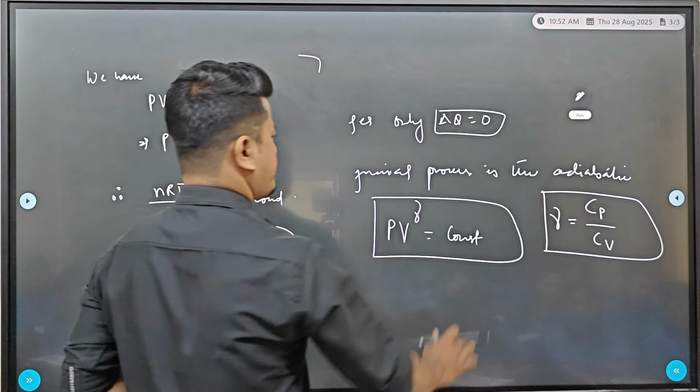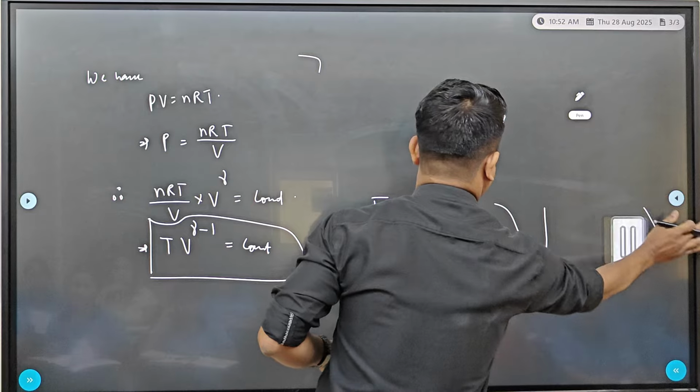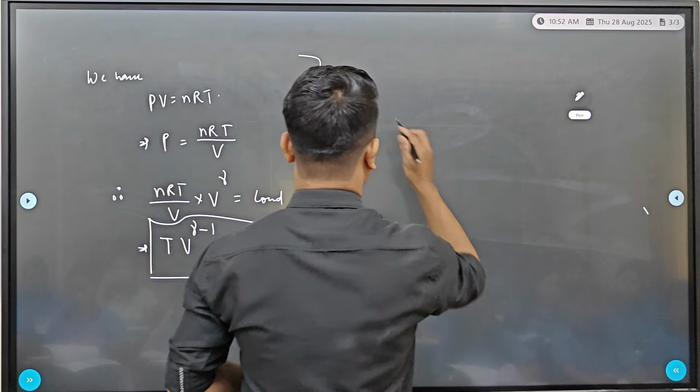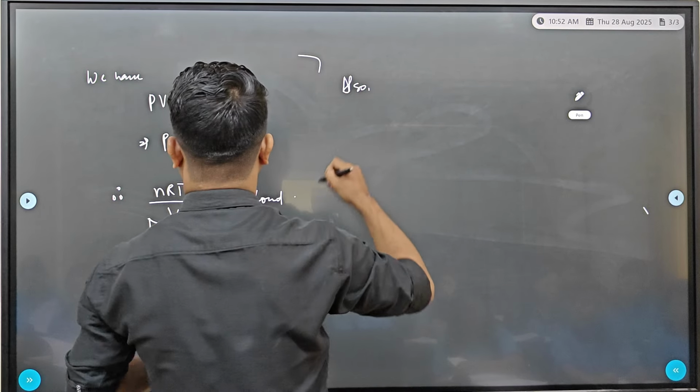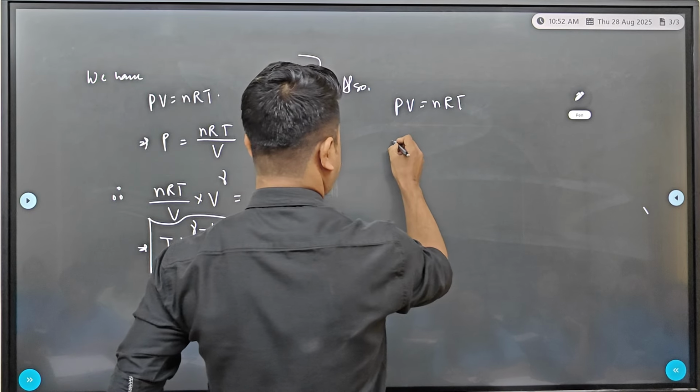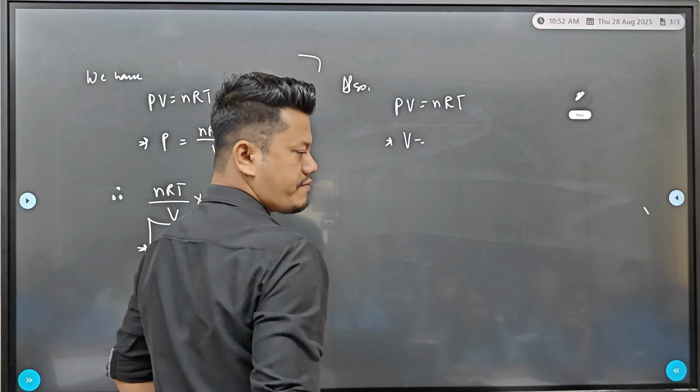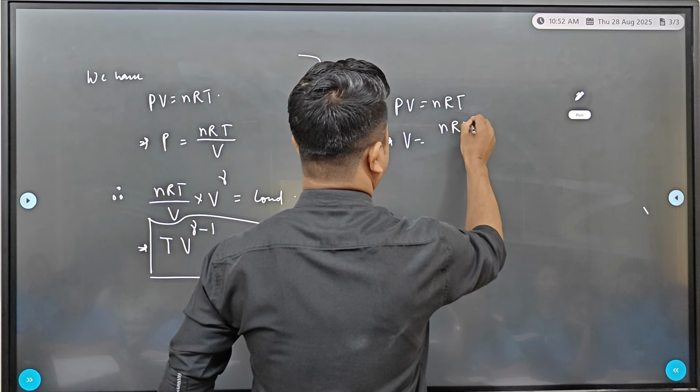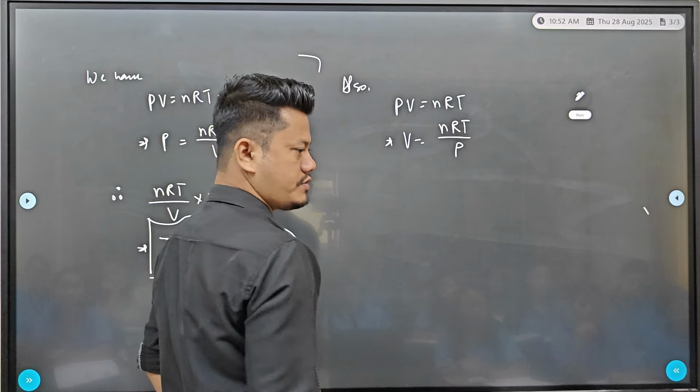Okay, let's go for one more interpretation. Same process. Can I write here PV equal to nRT? Now let me find out the value of V. V can be written as nRT by P, yes or no?